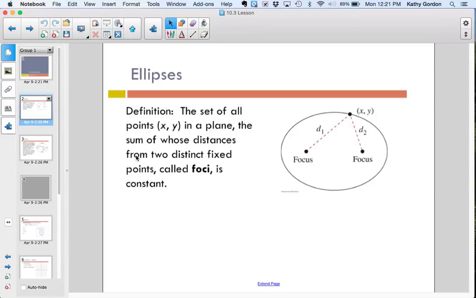We're not usually going to stick tacks into our notebook and try to graph our ellipses that way. Because in all actuality, when we get an equation, the foci are probably one of the last things we actually find. But in terms of the definition, this is a great demonstration of what the definition means.